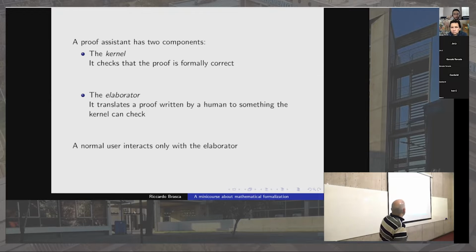Normally a user only interacts with the elaborator. In practice, we will see examples of that: we will write proofs, and the elaborator will take our proof and translate it into something that we will not see, but we will see whether the kernel is happy or maybe not. If we are smart enough, the kernel will be happy, but we will see. In any case, normally we only interact with the elaborator, the part of the proof assistant that translates proofs.